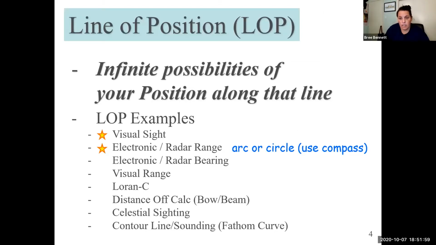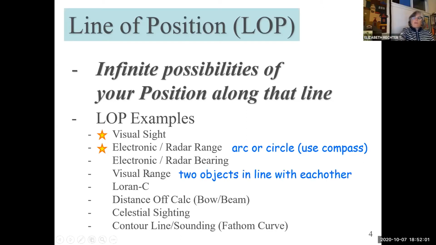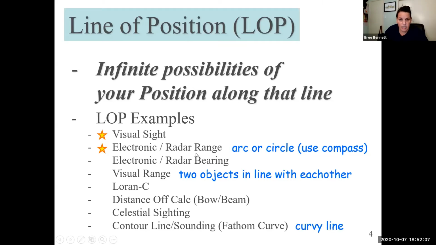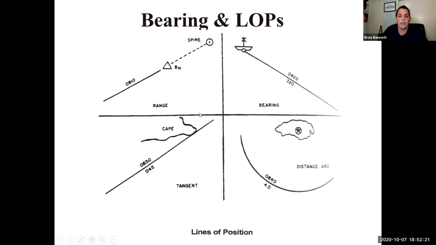Okay, so we have the arc of the circle. Visual range is 2 objects in line. We're going to see an example of that. And then our contour line is a curvy line, whatever it is on the chart. So lots of little curves here and there. So let's look at some examples.